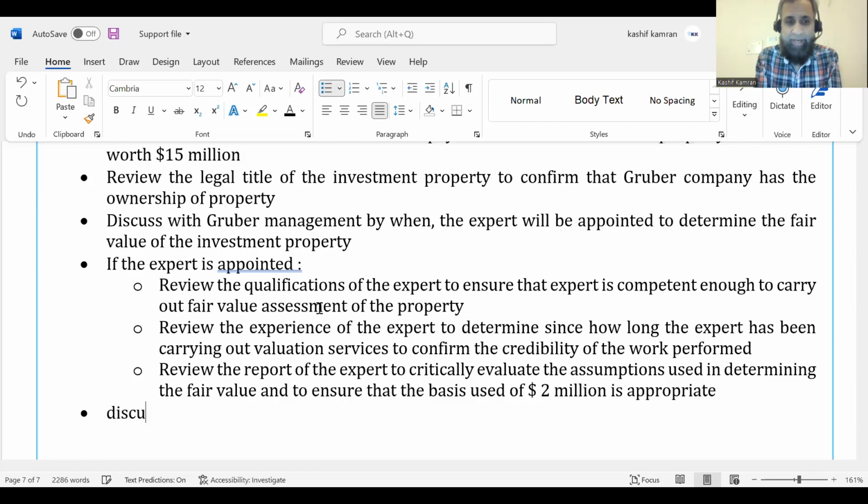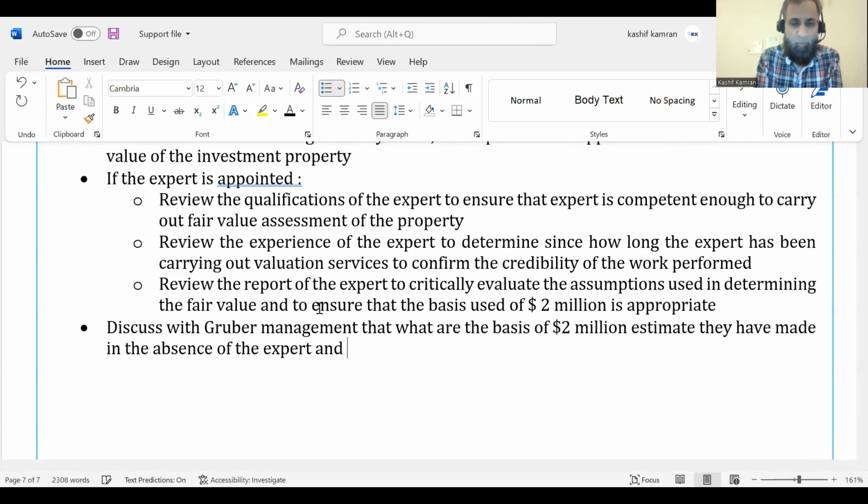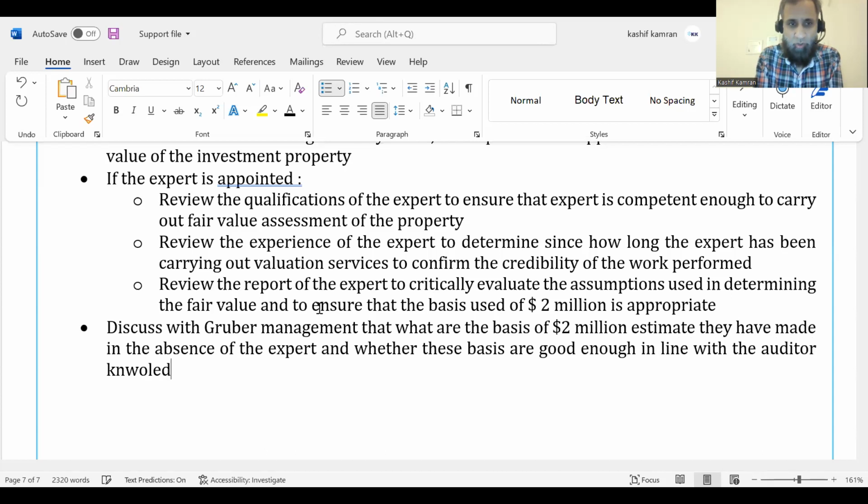Finally, discuss with Grubber management what are the basis of the $2 million estimate they have made in the absence of the expert, and whether these bases are good enough in line with the auditor knowledge of business. See, I've not done something extraordinary.